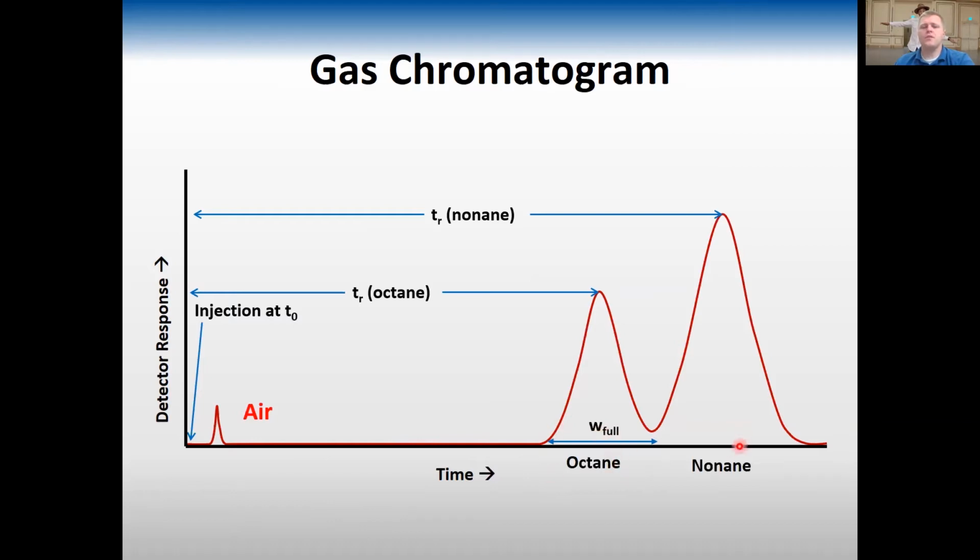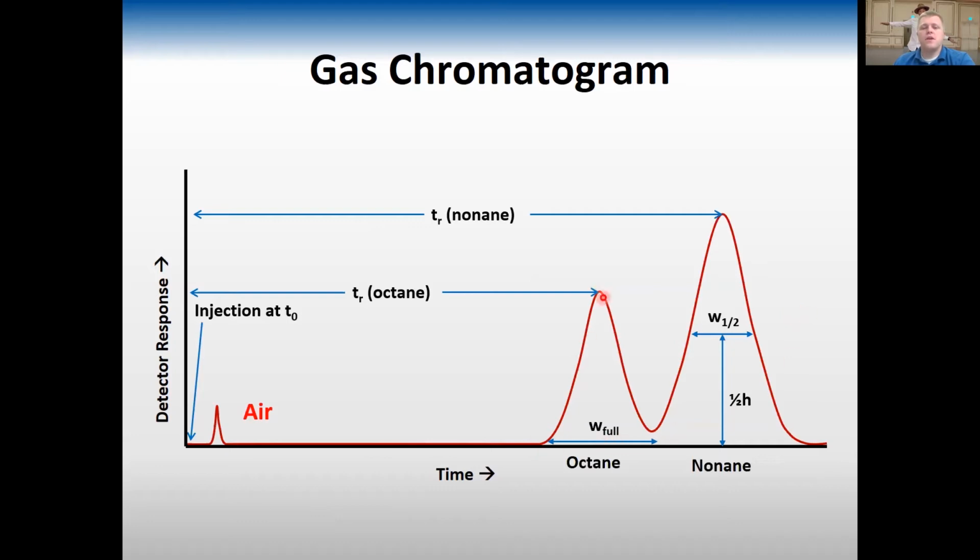So what we'll often do is we will go halfway up our peak and measure the width up there. And this is what we call the full width at half height, or the full width half max, or simply the width at half height. There's a lot of different words to describe this width, and they all just mean the same thing.